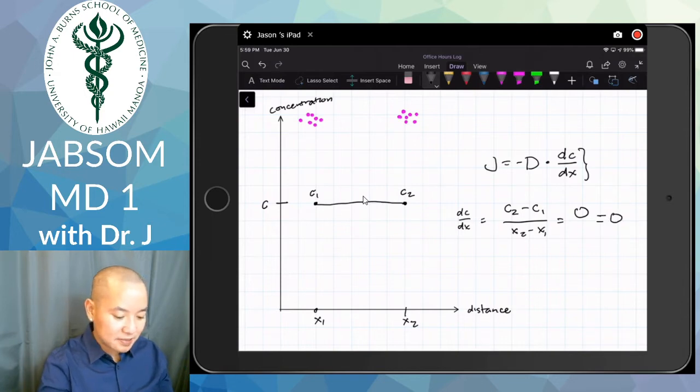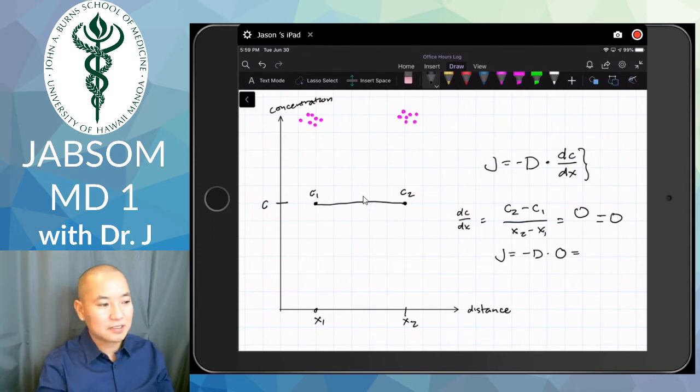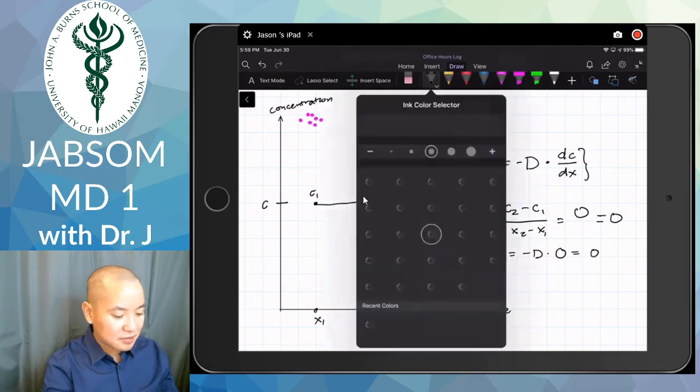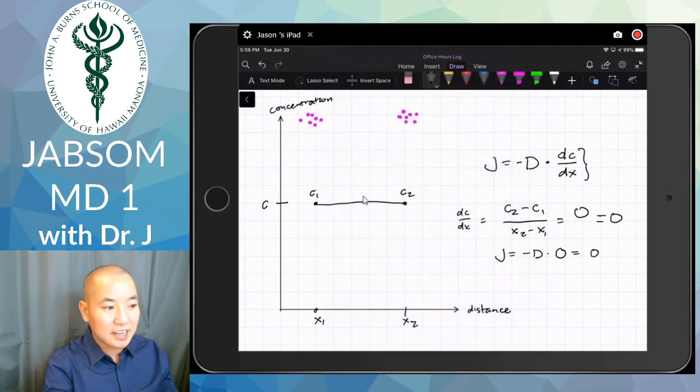So when the slope is 0, this equation, J equals negative D times 0, means the diffusion flux, the amount of molecules that diffuse over an area over time, so just the rate of diffusion over an area, will be 0. That makes sense because you don't really have net diffusion. If there's no real high or low concentration, then the amount of particles that diffuse this way will be roughly equal to the amount that diffuses that way. That's why you have 0 net diffusion flux.